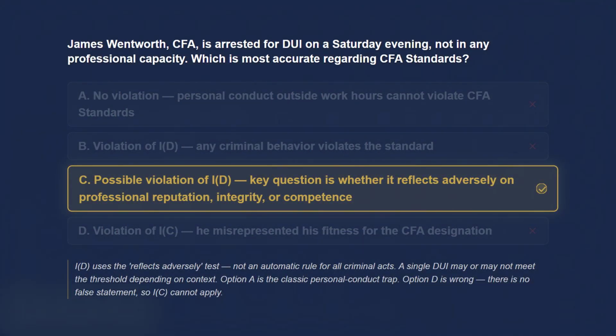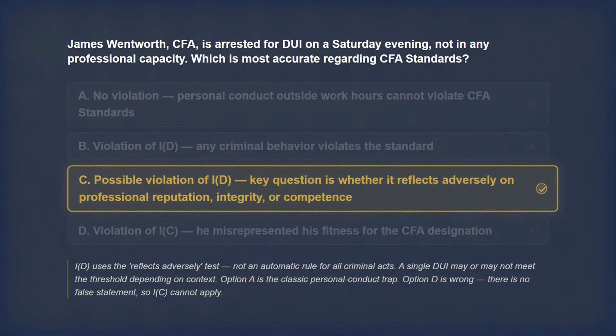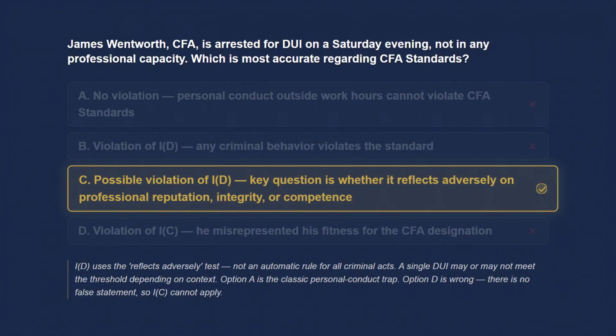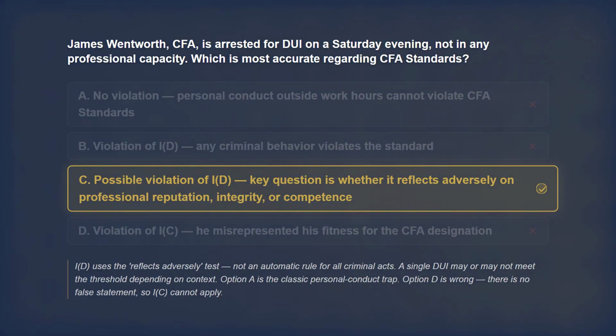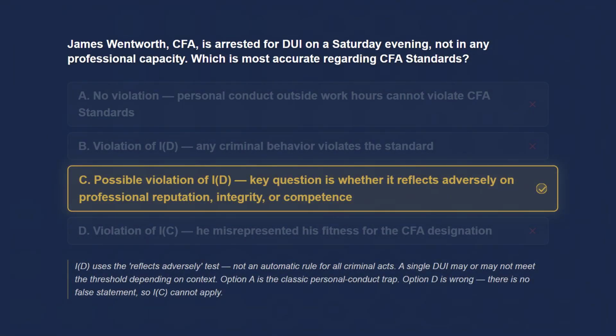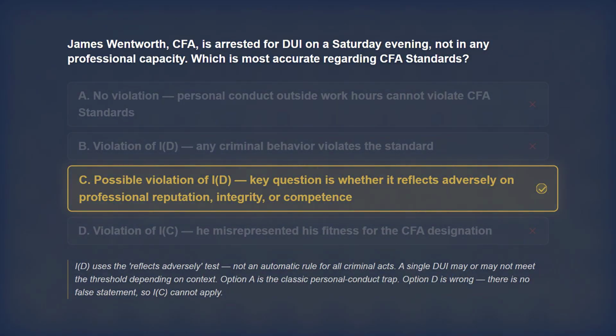The answer is C. The standard is the reflects adversely test, applied case by case. A single DUI is not automatically a violation. A is wrong, personal conduct can violate I(D). B is wrong, not all criminal behavior automatically violates the standard. D is completely wrong, there is no misrepresentation here at all.